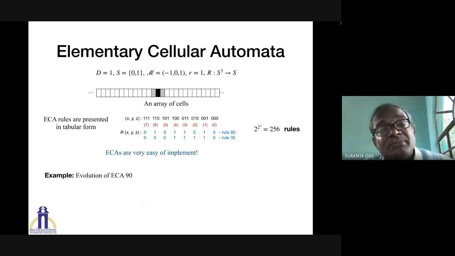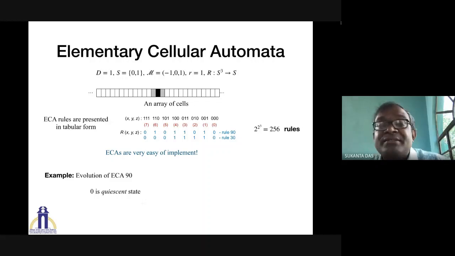What is the meaning of evolution? In the case of cellular automata, time and space are both discrete, and in the next time step all the cells apply the rule. It goes to the next configuration, then the next to next configuration, in this way. So time moves, and that's called the evolution of a CA.